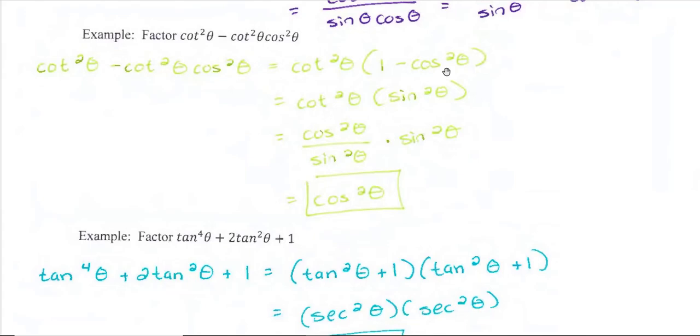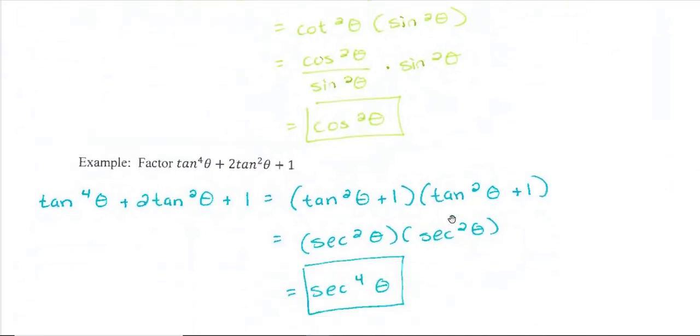That is sine squared. Simplify further, we can turn everything into sines and cosines. Cotangent squared is cosine squared over sine squared. Notice these sine squareds are going to cancel, and that whole thing simplified down to just cosine squared.